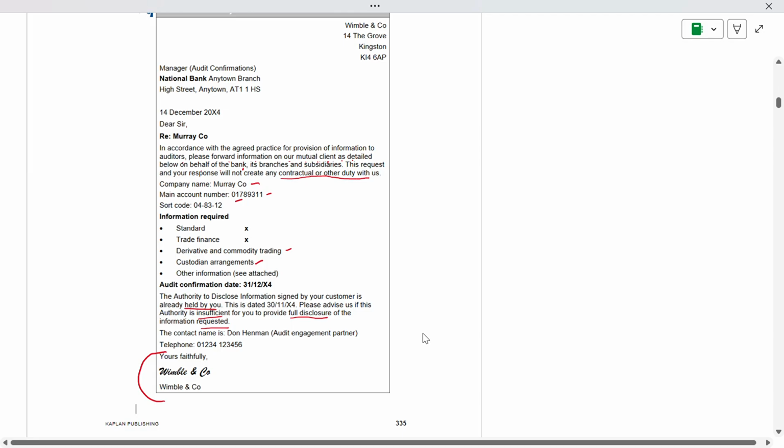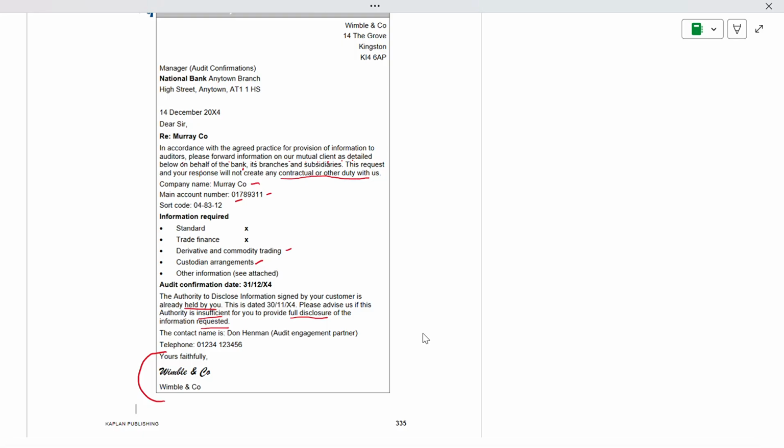Any doubts in this letter? These are still very initial stages. Okay, initial stages, and you will ask, you will have a doubt, 100% you will have a doubt. You should have the sequence: the letter given by the Murray company to the bank, and the bank responding to the auditors. And in between, the auditor is asking how it is going to be worked out.